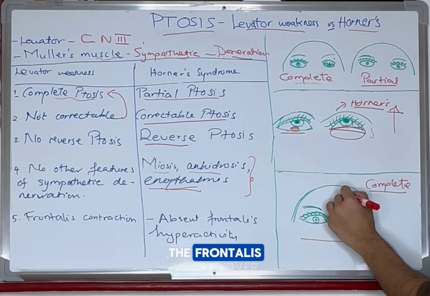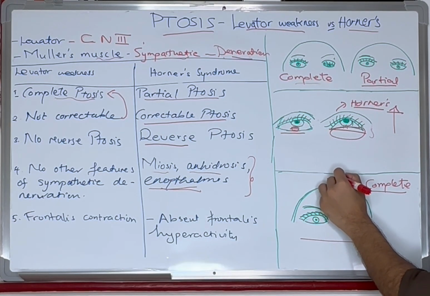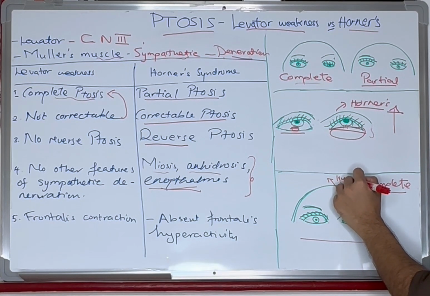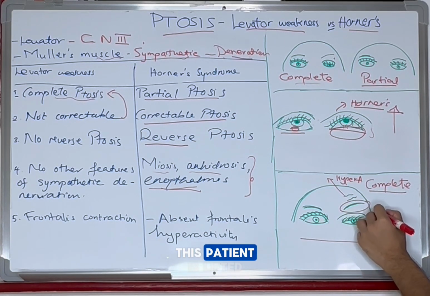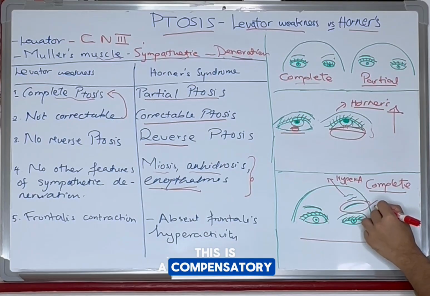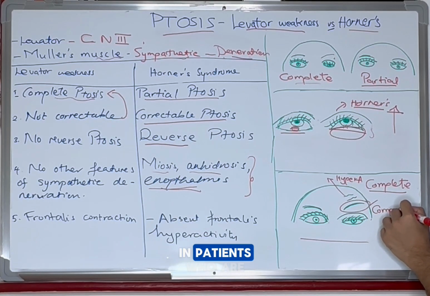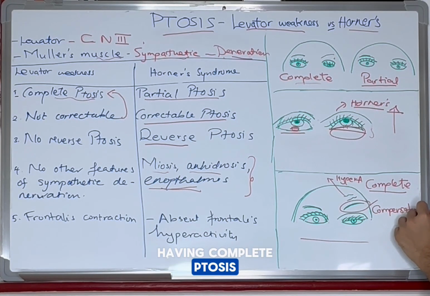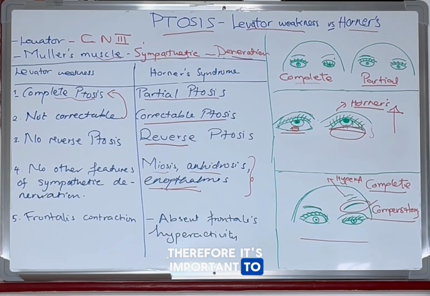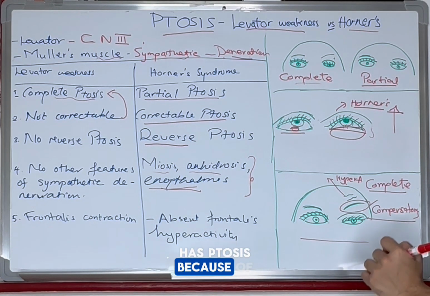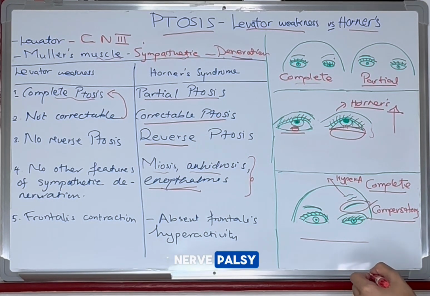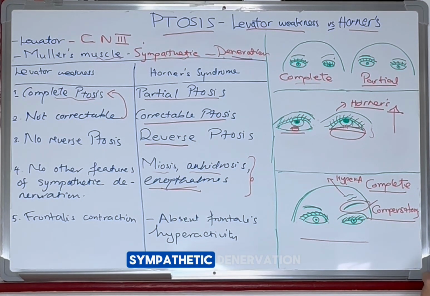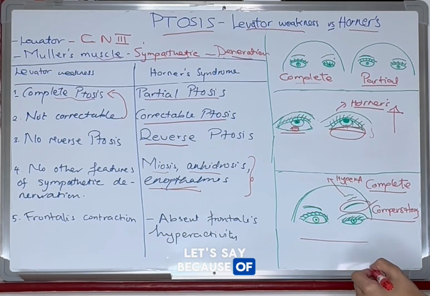So you can see the frontalis muscle over here. There is hyperactivity, and you can see that the eyebrow of this patient is lifted. This is a compensatory mechanism in patients who have complete ptosis. Therefore, it's important to distinguish whether the patient has ptosis because of a levator weakness, which could be due to a third cranial nerve palsy, or because of sympathetic denervation, let's say because of Horner's syndrome.